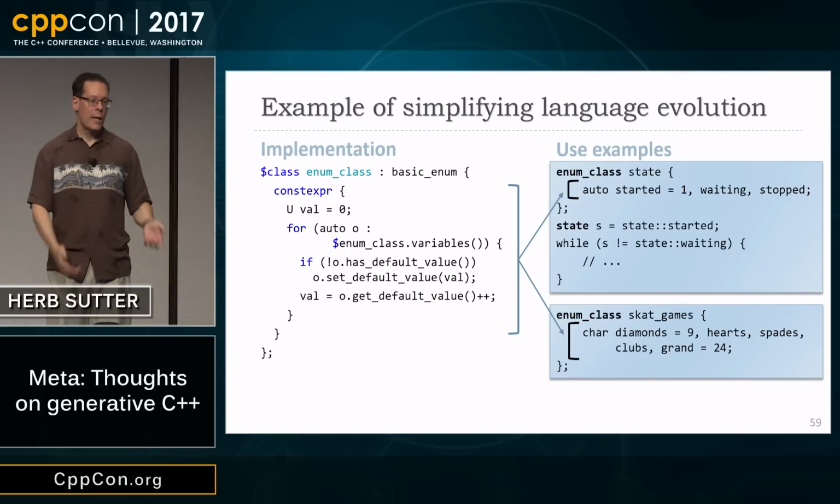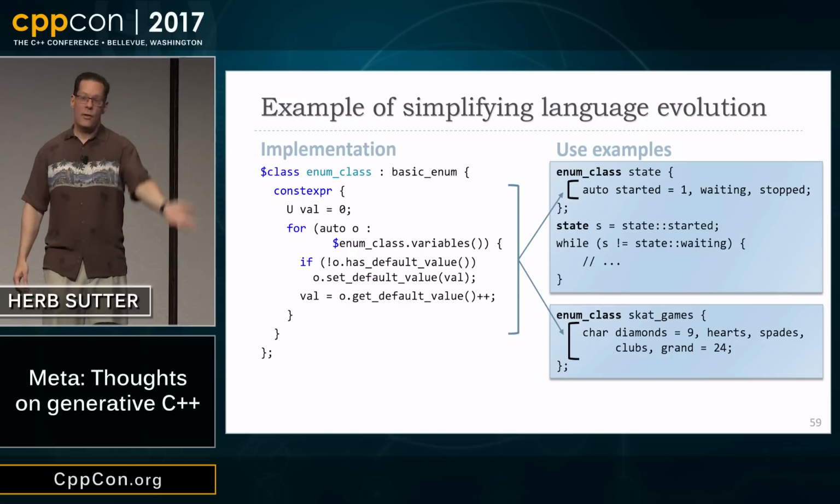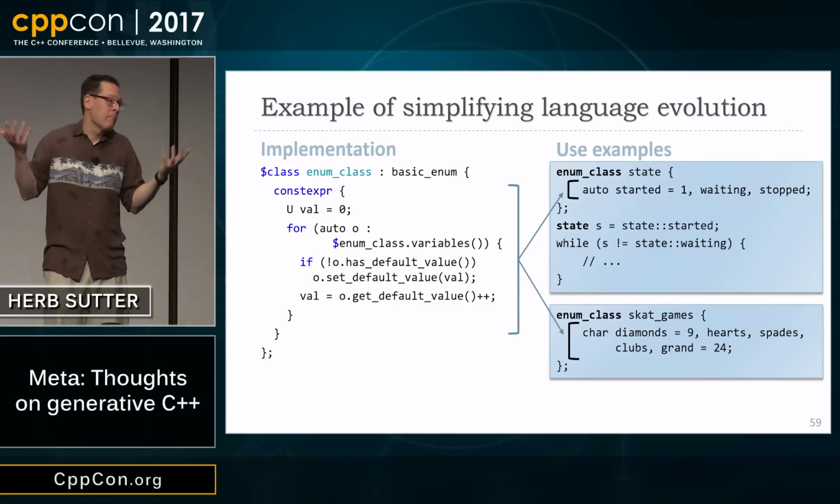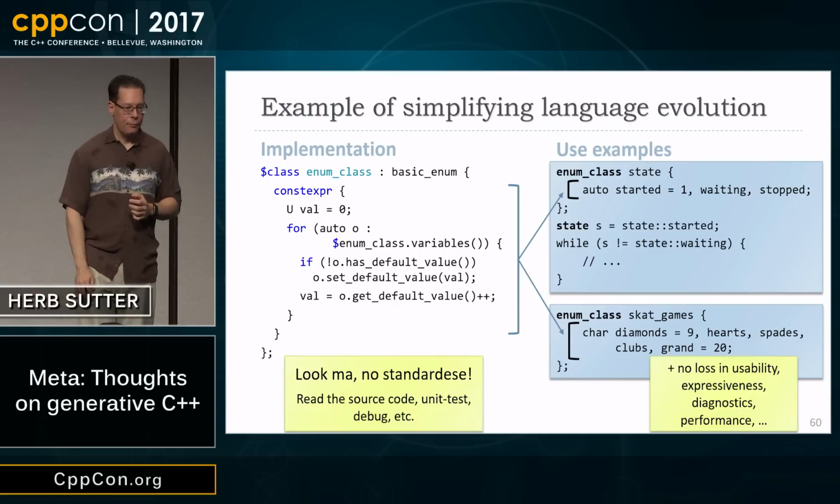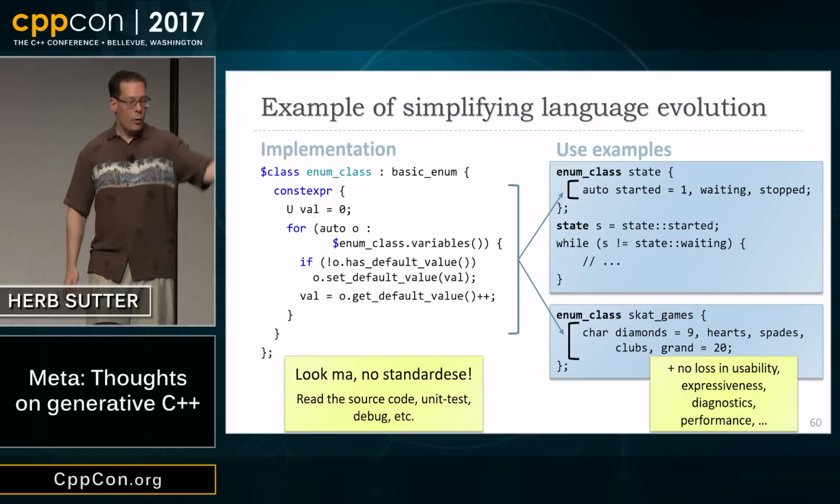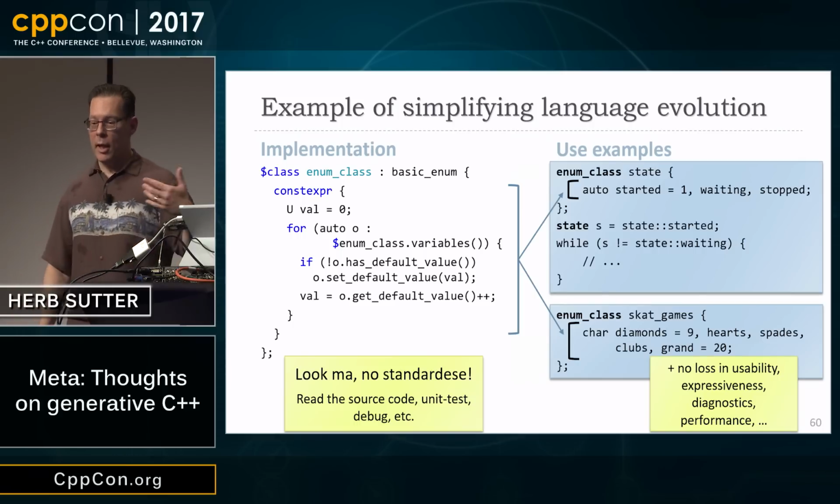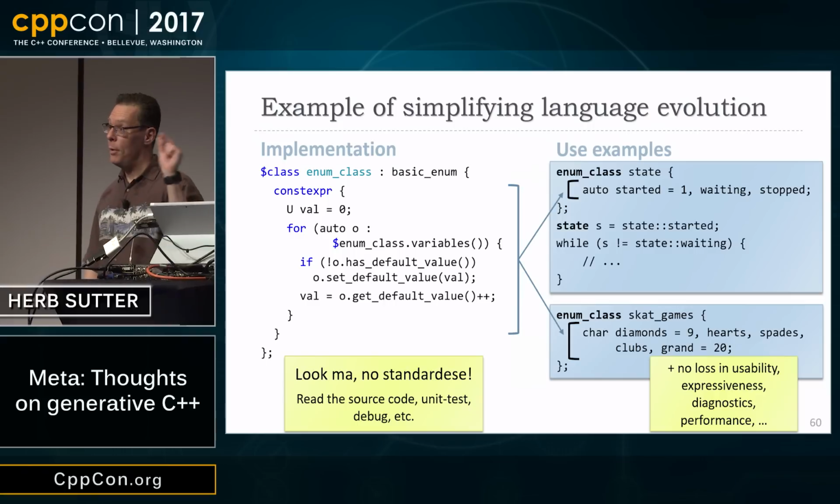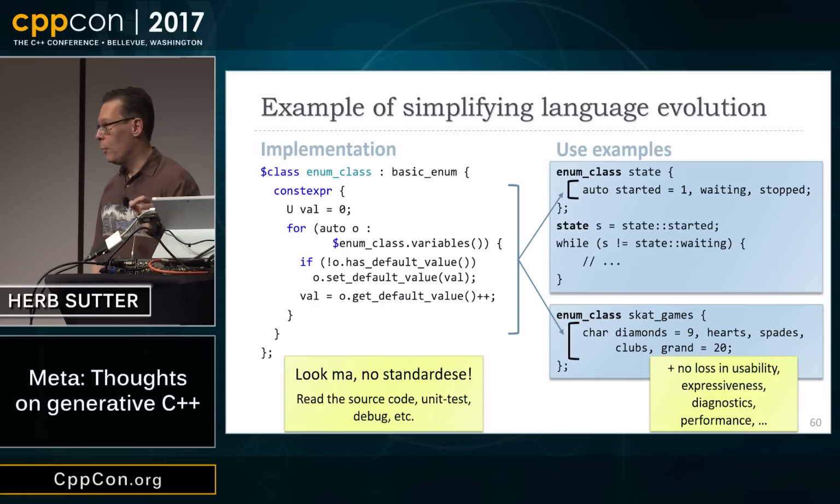and I can do all my normal enums. If we had had this 30 years ago, would we need a separate enum concept in the standard that's bifurcating our type system? Maybe not. And again, look, no standardese, and I claim no loss in usability, expressiveness, error quality, or performance, especially runtime performance. Compile time performance, we have to make sure that we get enough. But definitely runtime performance, because all of this happens at compile time.